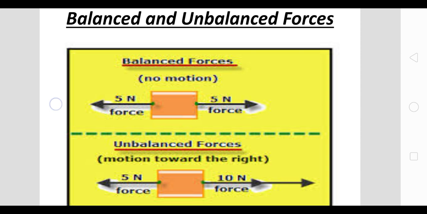For example, if you are playing the game of tug of war, when both teams pull the rope in equal and opposite directions with equal and opposite force, then the net force is 0 and no team can win because there is balanced force.